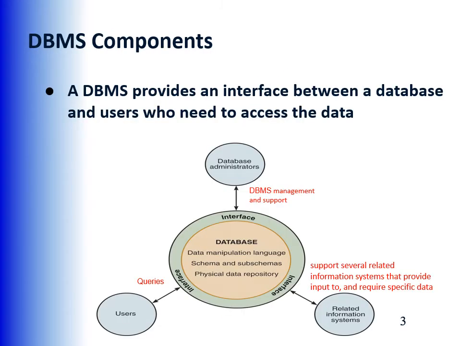Now DBMS components. A DBMS provides an interface between a database and users who need to access the data. System analysts must understand all of the components of DBMS. This diagram shows that in addition to interfaces, a DBMS also has a data manipulation language, schema and subschemas, and a physical data repository. Users typically work with queries, and the database administrator, which is DBA, is responsible for DBMS management and support. DBMS also can support several related information systems that provide input to and require specific data from the DBMS. So these are the components of DBMS that a system analyst must know, right?